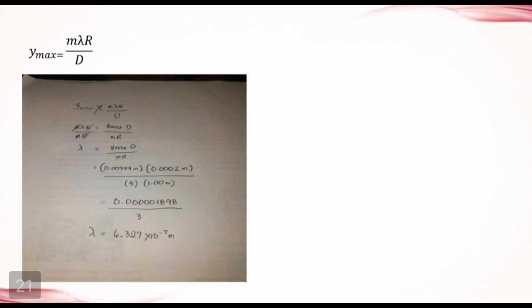So we have 0.00949 meter times 0.002 meter over 3 times 1.00 meter. So we can get 0.000019898 over 3. So our wavelength is equal to 6.327 times 10 raised to the power of negative 7 meter.